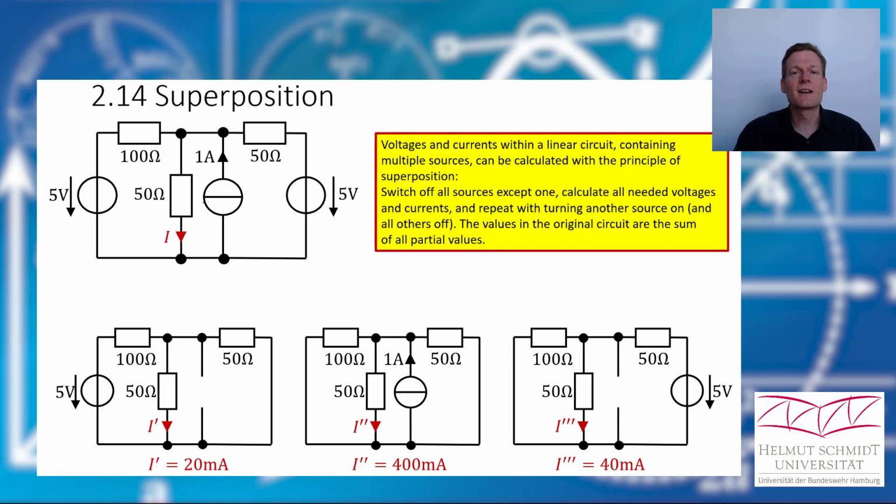Now we go back to our original circuit, and now we know that the current we are looking for is just the sum of our partial results. So that means our current here is I prime plus I prime prime plus I prime prime prime, and it leads to a current of 460 milliamperes.